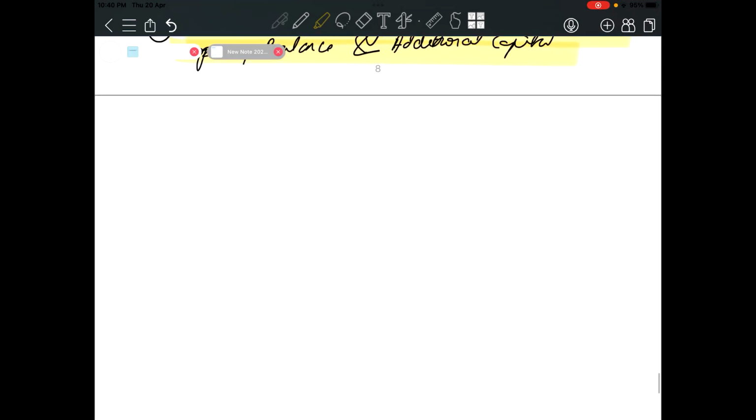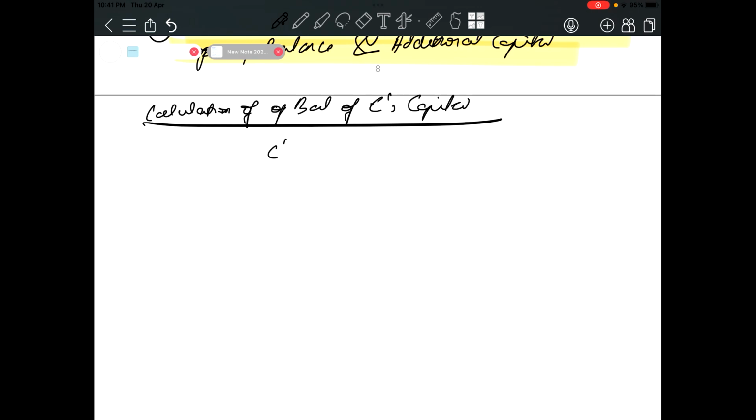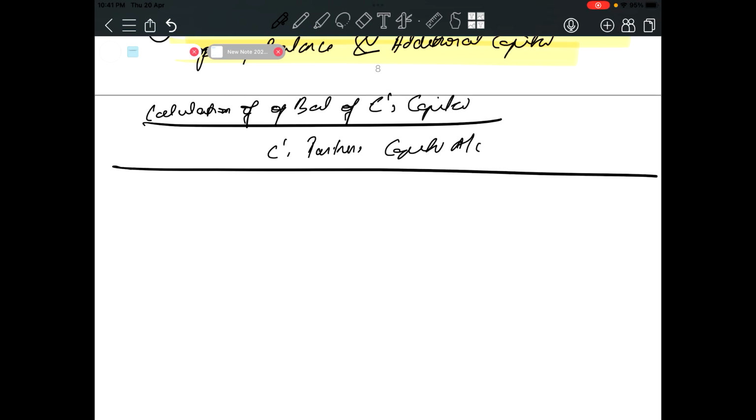Calculation of opening balance of capital account of C's capital, okay. Now for a better understanding, I will prepare C's partner's capital account, okay. In the exam, you don't have to prepare all this, okay. You can just do it in rough, okay.